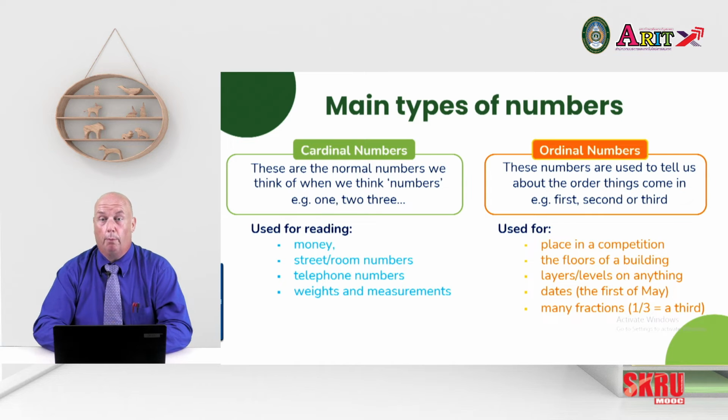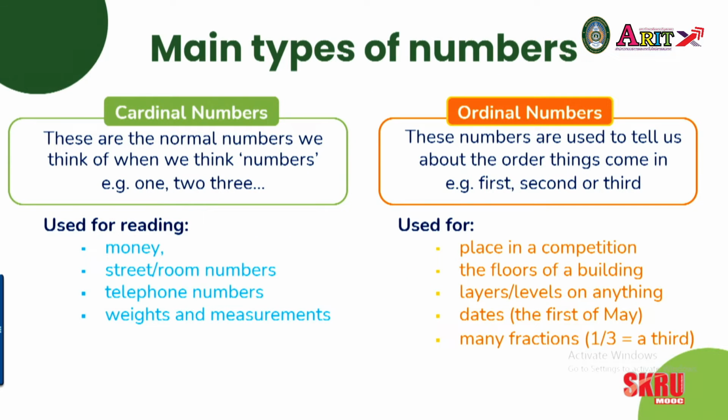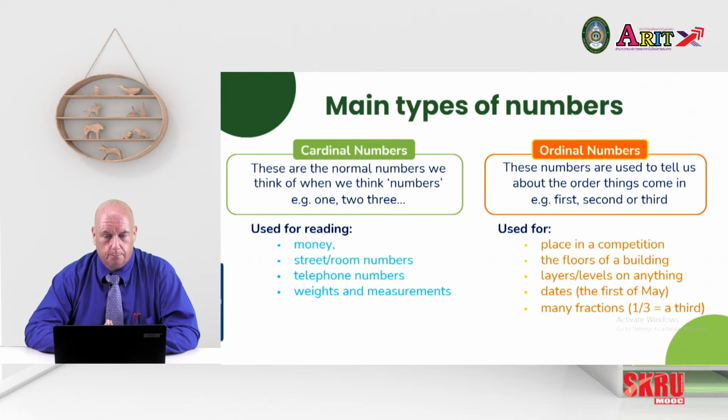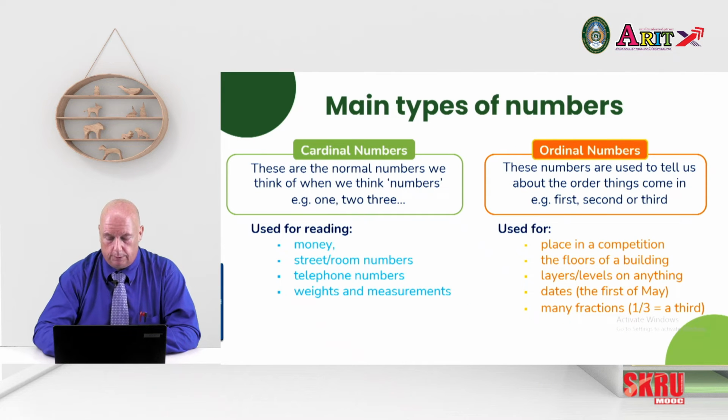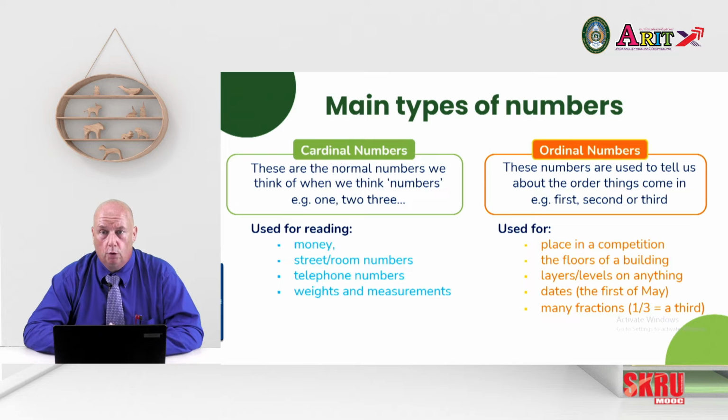The most common use is probably on dates. Today is the 1st, the 2nd, my birthday is on the 9th, and so on. We also use them with fractions. 1/3 of the population, 1/5 of people who come here, and so on. So those two types of numbers are useful to know and worth practicing.